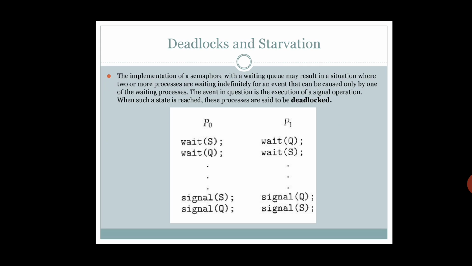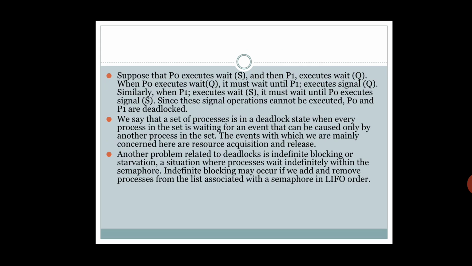You can see there P0 and P1, two processes. For P0 it is wait S and wait Q, and for P1 it is wait Q and wait S. In the same way for signal also: signal S, signal Q, and signal Q, signal S. It is a cross multiplication thing, isn't it? When you are dealing with two processes, you should be very careful and come out of a deadlock situation.